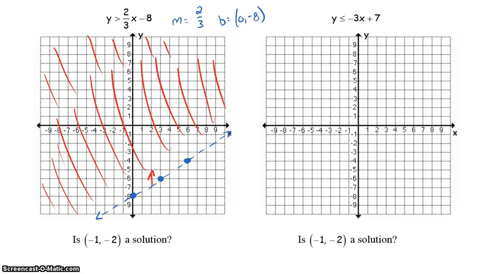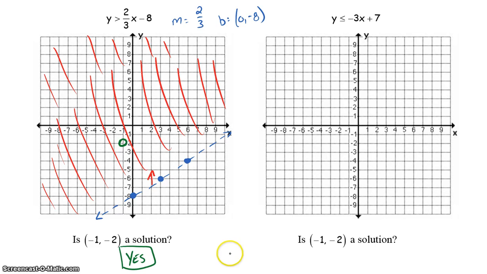The last piece in this problem is asking, is (-1, -2) a solution? I can check in the graph, -1 in my x, -2 in my y is this point right here. Since it's in the shaded region, I can say that yes, it is a solution. If I wasn't sure, I could always substitute my values into my x and y up here and check algebraically.